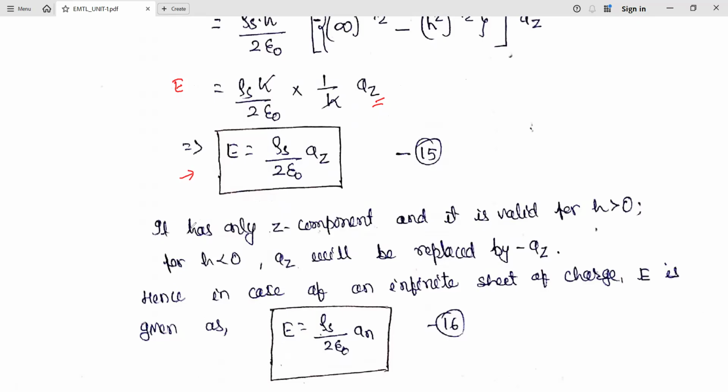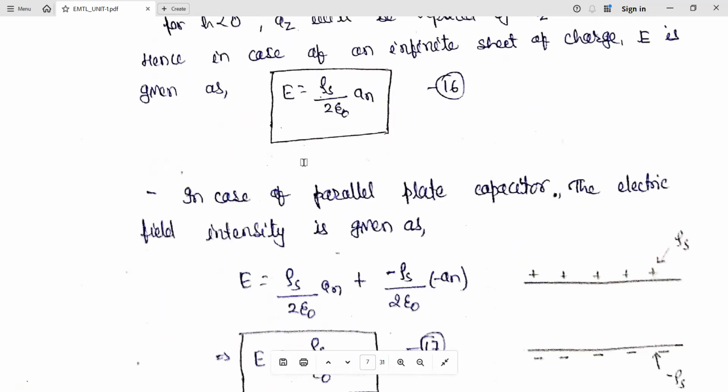Now, here we have taken h as positive. We can have h negative also if the point is on the opposite side. Then this unit vector Az will be replaced by minus Az. So in that case, the electric field intensity will become rho s by 2 epsilon naught An, where An is considered as the normal vector. This will always be perpendicular to the surface. If it is towards the positive side, it will be positive, positive side meaning like P was located here at h. Otherwise, An is going to give the negative sign. So both are being satisfied there.